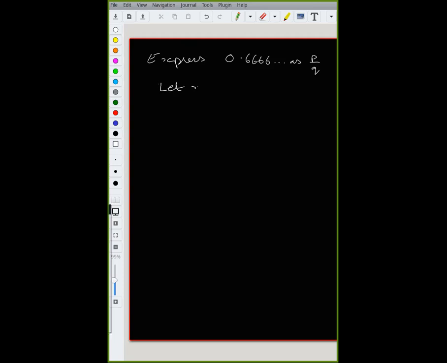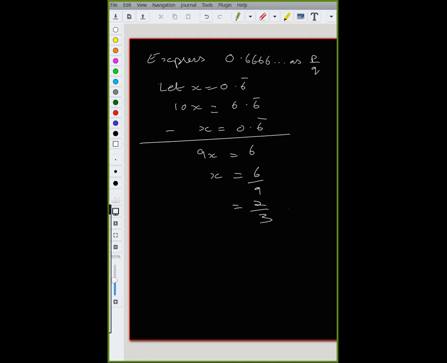x is equal to 0.666. So then 10x is equal to 6.6 recurring, minus x is equal to 0.6 recurring. So 9x is equal to 6. So it's 2/3. So how did you write 3 by 2?